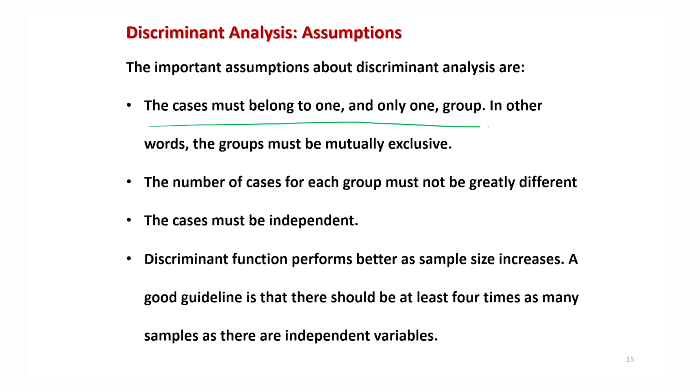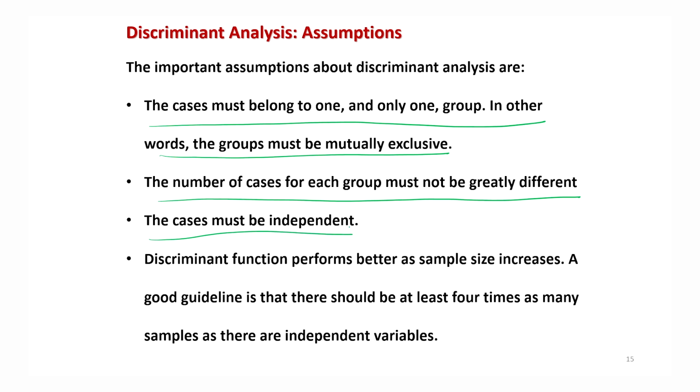Some important assumptions in discriminant analysis that we are going to understand here: the cases must belong to one and only one group. In other words, the groups must be mutually exclusive. You cannot say that an individual observation belongs to population 1 as well as population 2. The number of cases for each group must not be greatly different. You cannot say that one population has only 5 observations and another population has 500 observations. The number of cases in all the populations should be nearly the same, without high differences. And the cases must be independent. Discriminant function performs better as sample size increases.